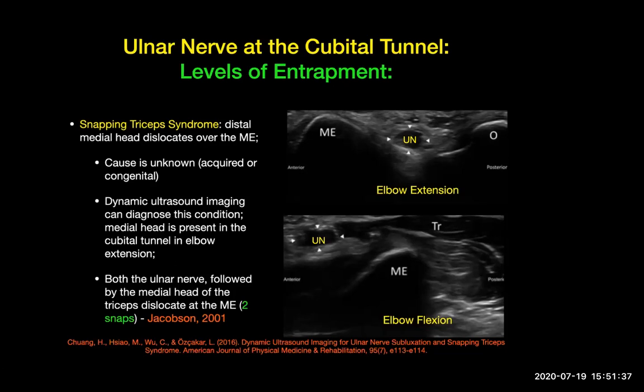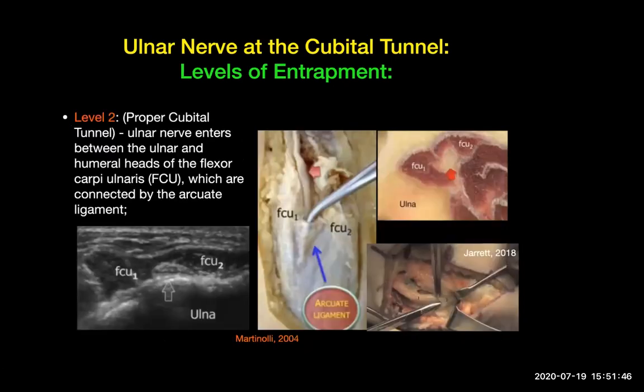Both the ulnar nerve, followed by the medial head of the triceps, dislocate at the medial epicondyle. So you can see here 2 snaps when you move it. Then of course, we have the level 2. This is at the proper cubital tunnel. So this is what we were talking about.